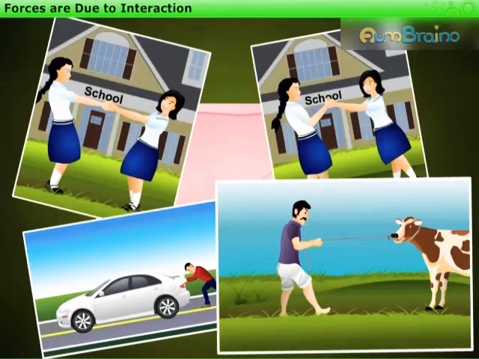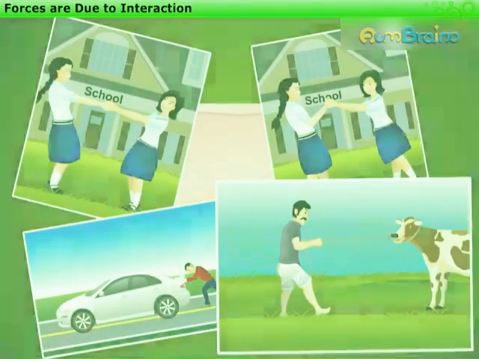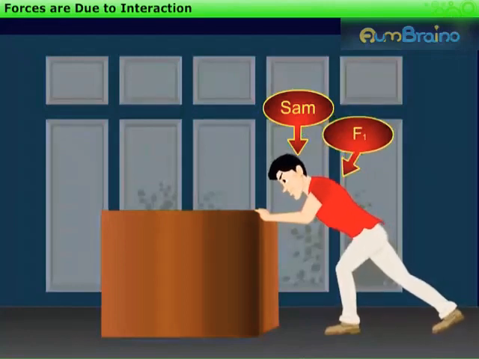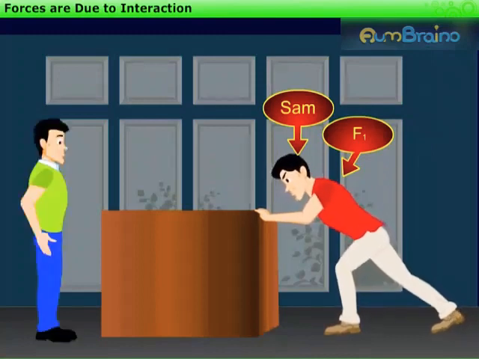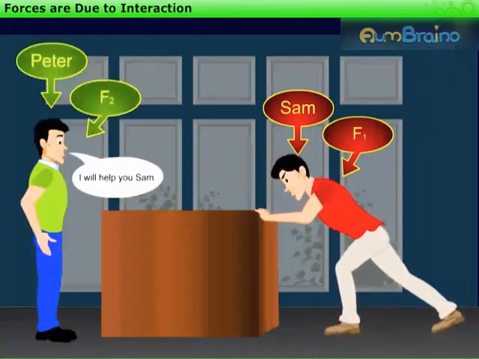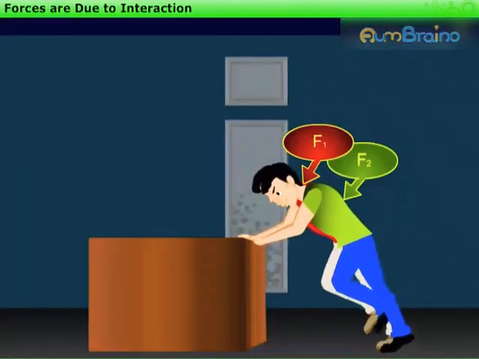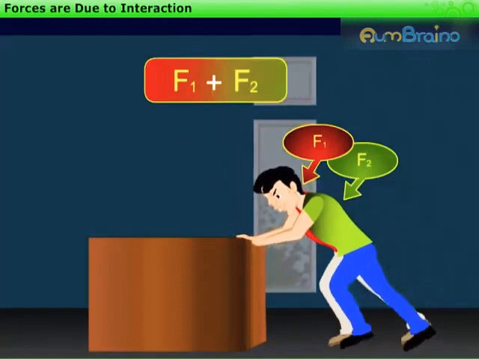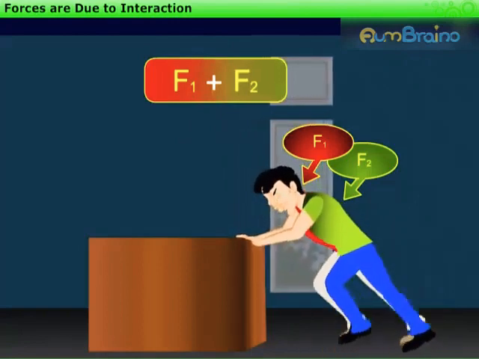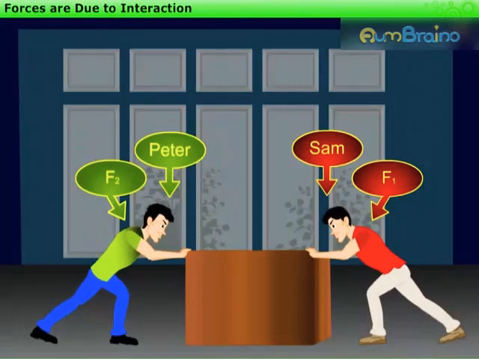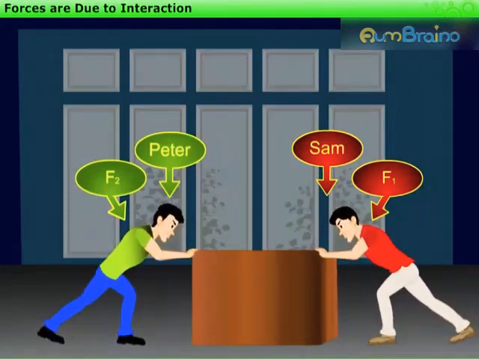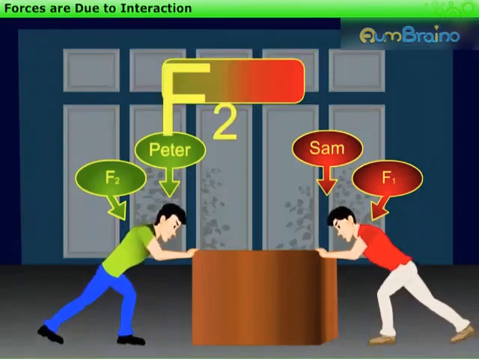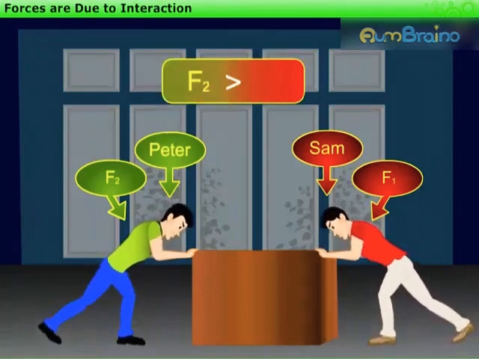Let us try to learn more about forces. Sam is trying hard to push a heavy box, but he finds it very difficult. Then, he asks his friend, Peter, to help him. When both of them push the box in the same direction, it is much easier. But, when Sam and Peter try to push the box at the same time, in opposite directions, the box moves towards Sam. This indicates that Peter is applying more force than Sam.